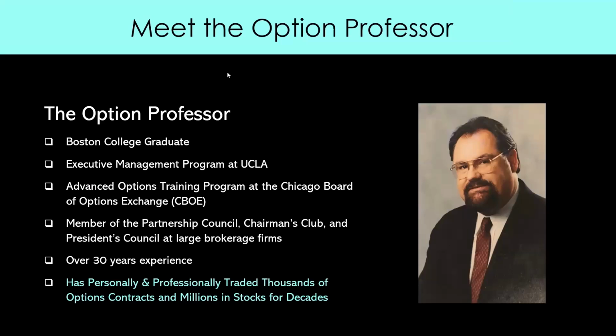A little background. I went to Boston College over there in Chestnut Hill, Massachusetts, and I graduated from there and attended the executive management program over at UCLA. Once I got into the investment area, I was sent over to the advanced option training program at the Chicago Board of Trade called the Options Institute. So I had highly specialized training. I made myself familiar with the top option guys that I could find in the company, and I learned as much as I could by watching them trade and watching them do their stuff. I was a high-level person at some of these firms, and I've been doing this for a long time.